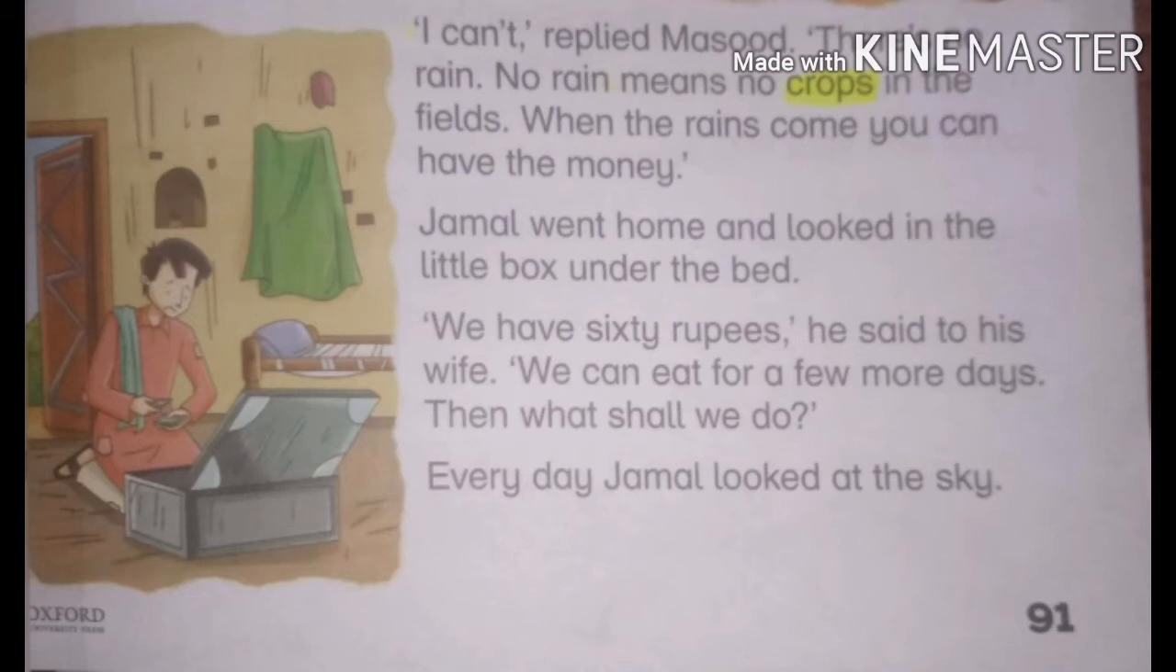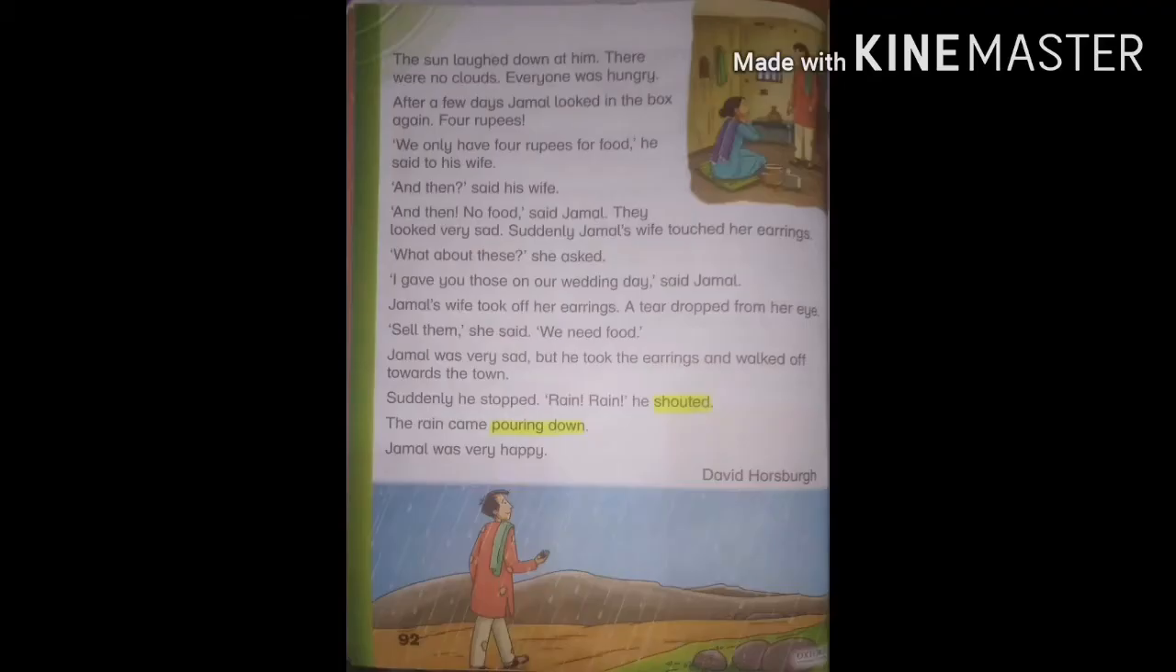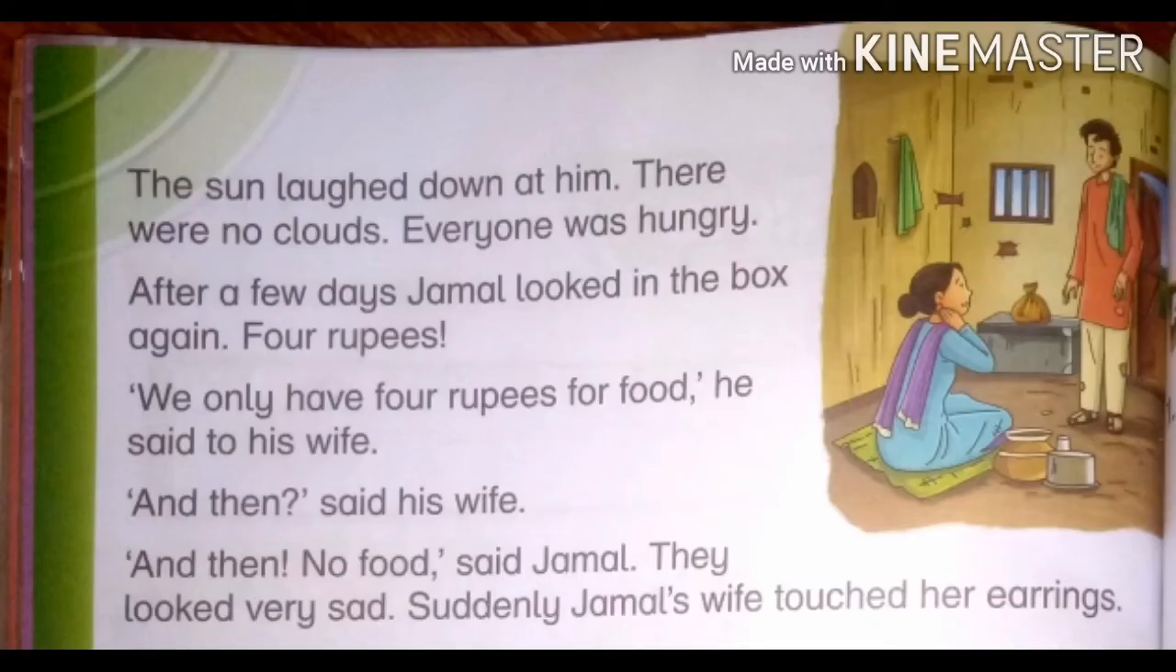Come to the next page. It's page number 92. The sun laughed down at him. There were no clouds. Everyone was hungry. After a few days, Jamal looked in the box again. 4 rupees. We only have 4 rupees for food, he said to his wife. And then no food, said Jamal. They looked very sad.